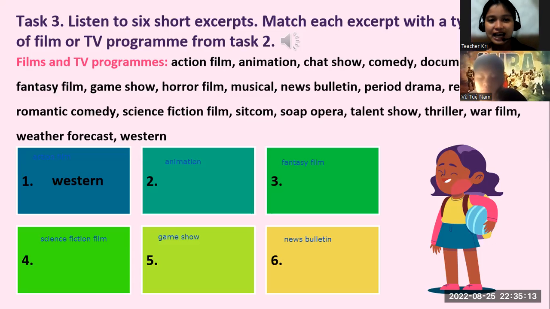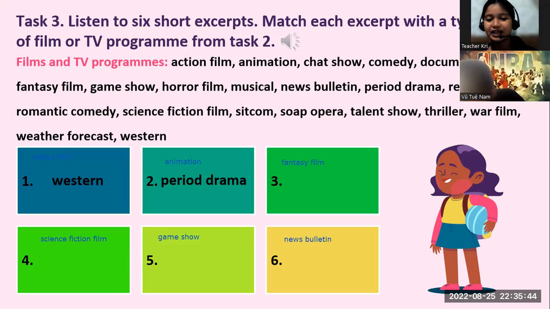Okay, so let's have number two. So number two is a period drama. Why is it a period drama? It is because it is an old movie. So it talks about palaces, kings. So it's all about period drama. So period drama is a kind of movie that is very old.